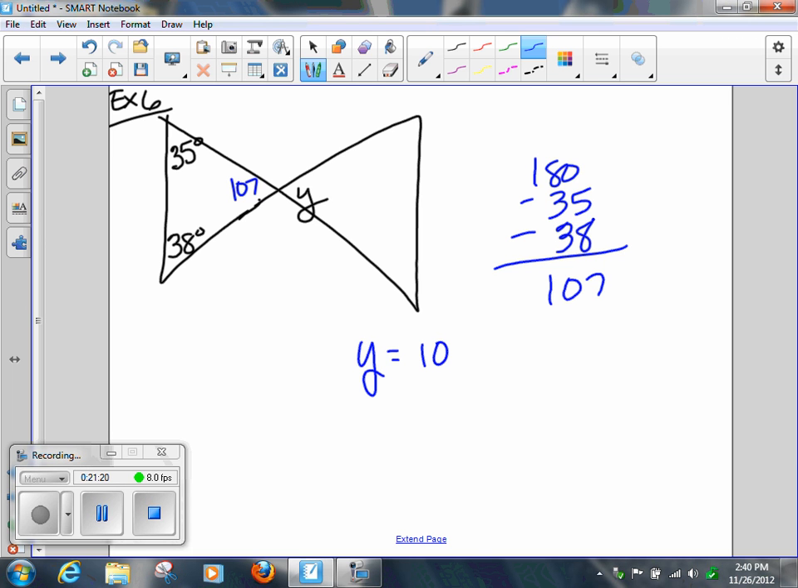Oh. What do you know about vertical angles, folks? They're congruent. Good try. Vertical angles are congruent. Vertical lines are up and down. That's right.